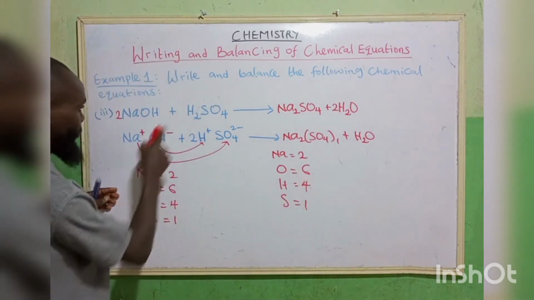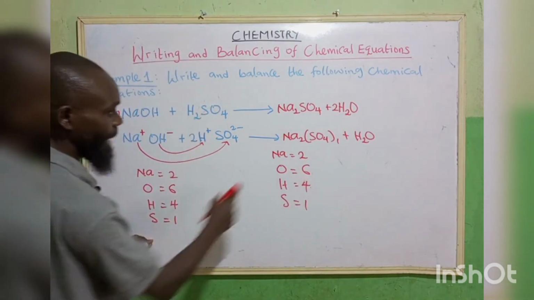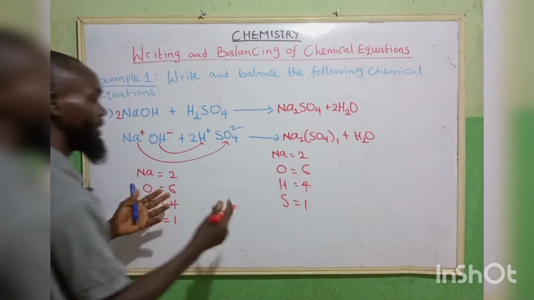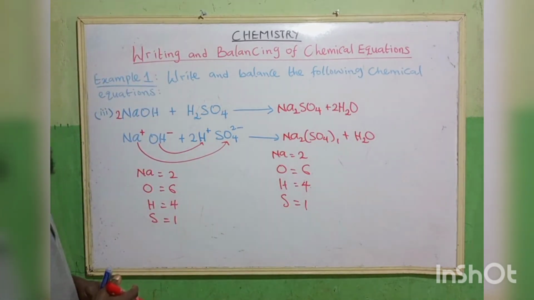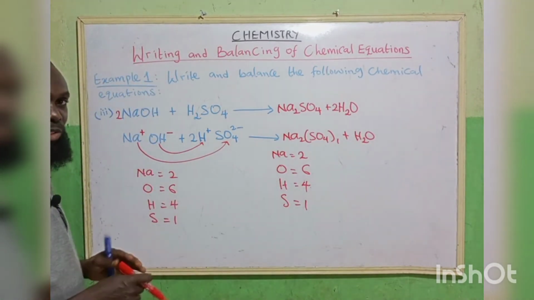Now, how many sulfur? 1 sulfur. How many sulfur? 1 sulfur. So this equation is also balanced. This is an inspection method.